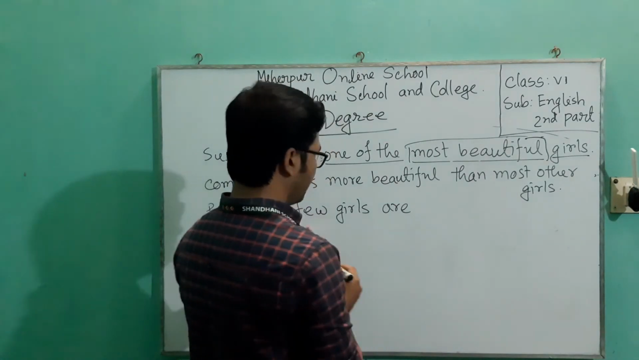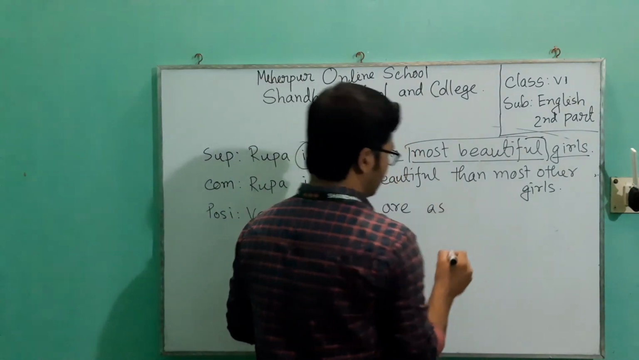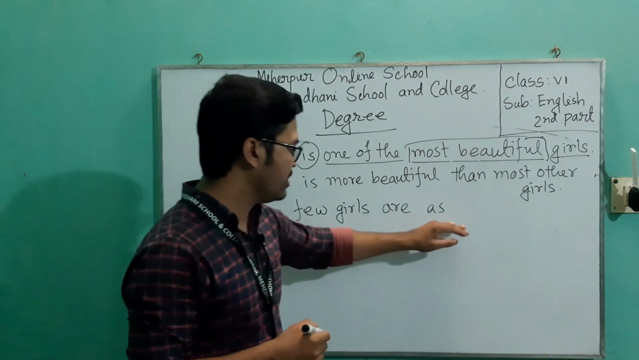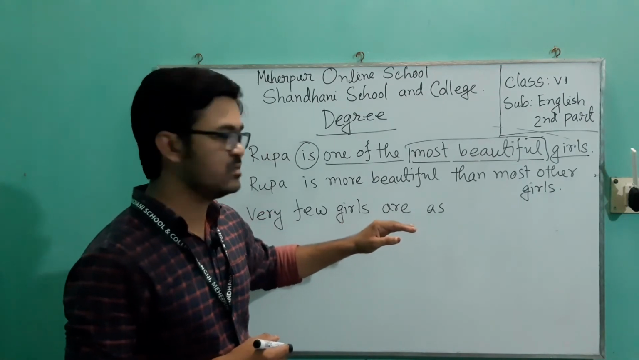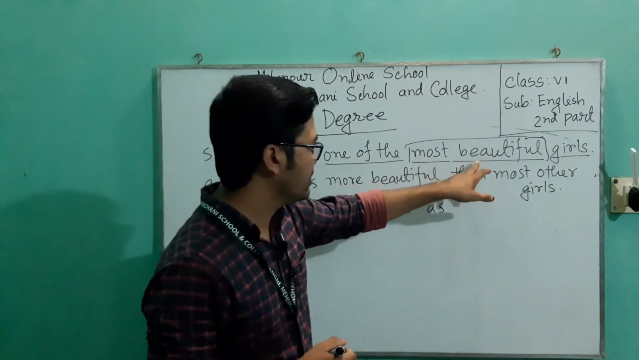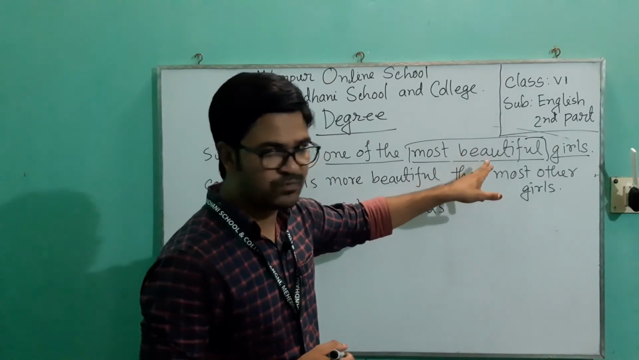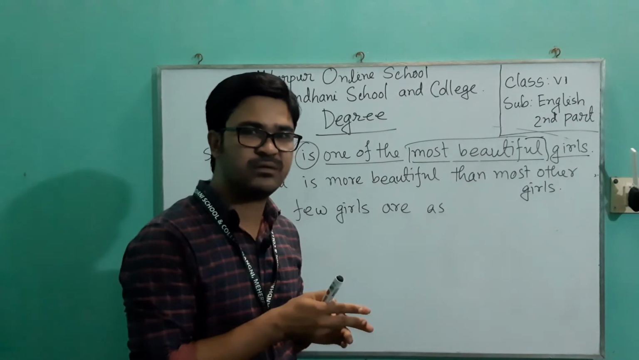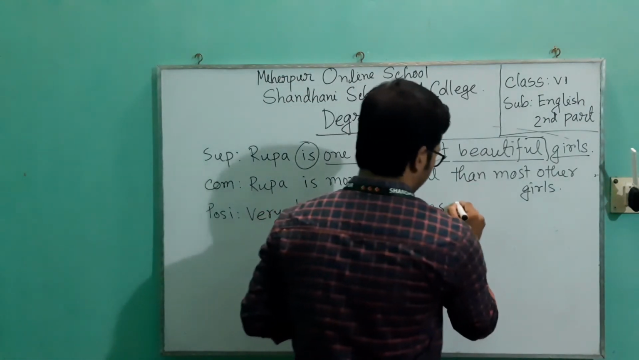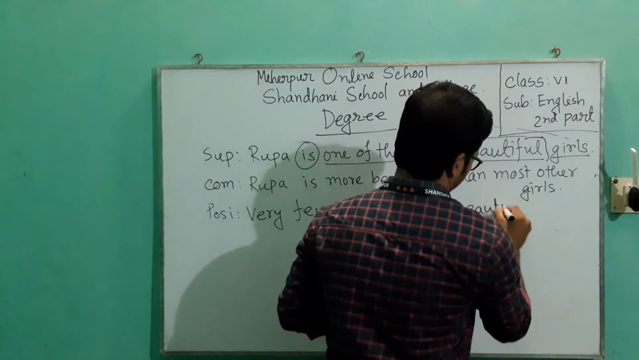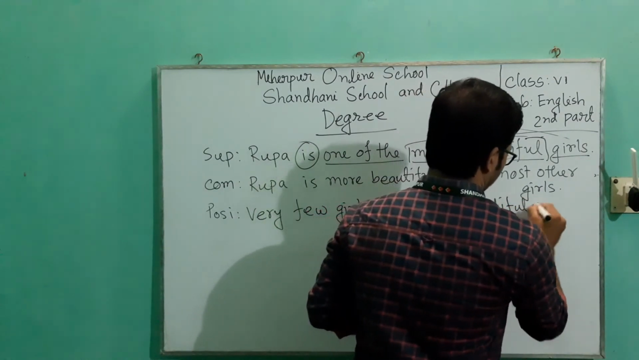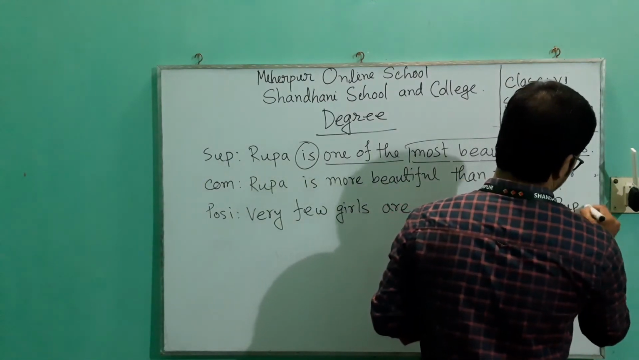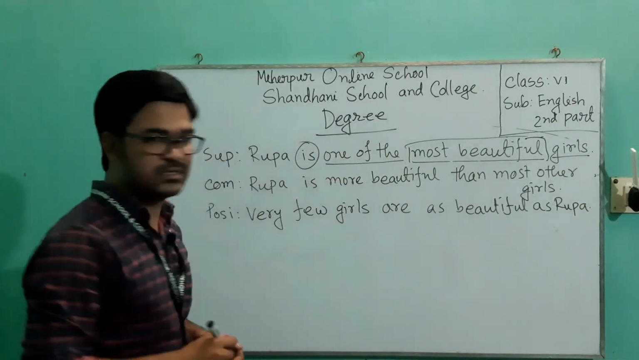Now as, and then we have to write the positive word, then positive degree. Most beautiful is the superlative form. So beautiful is the root word. So we have to write only beautiful. Beautiful, then as, and the subject Rupa. Here is a rule.